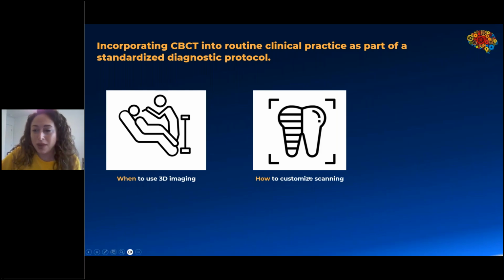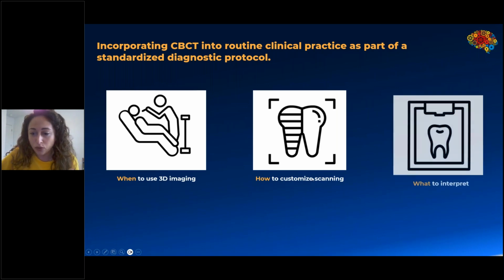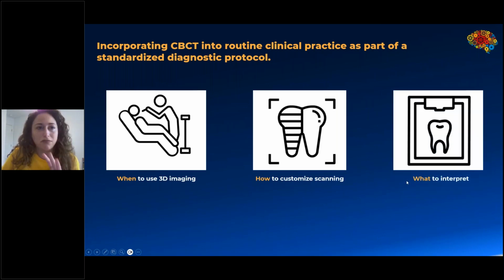If you have a good image quality, then you'll be able to answer that question much more easily. So, how to customize our scanning protocol. And three, after you've taken the scan, you've sent the patient home, you're in front of your monitor looking at that CBCT scan, what should you look for? What features should you always be aware of? These are the three parts that I think are important to focus on, and we're going to talk a bit about each one of them.